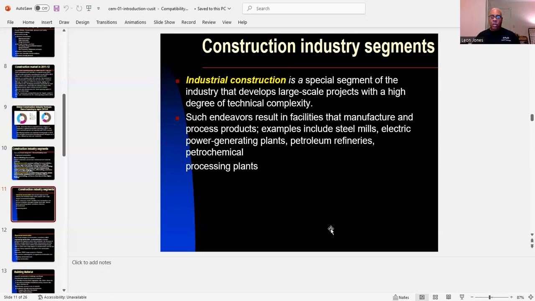And you deal with industrial construction. It's a special segment of the industry that develops large scale projects. That's basically your factories, your manufacturing plants. Now, such endeavors result in facilities that manufacture and process products, your steel mills, your electric power generating plants, petroleum refineries, petrochemical processing plants.